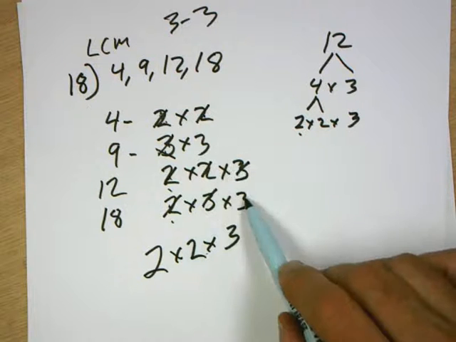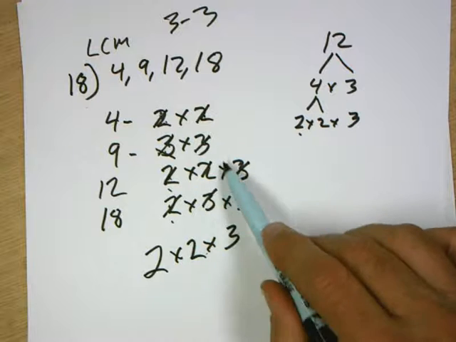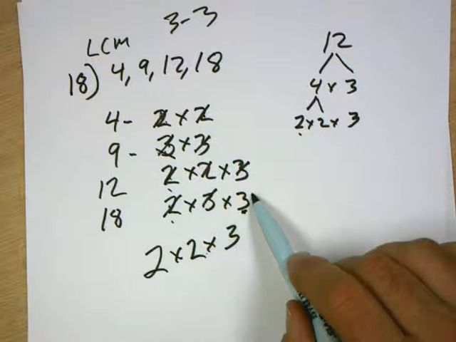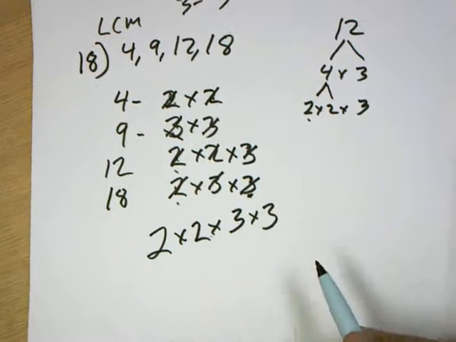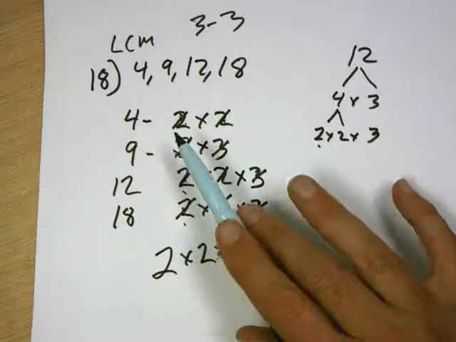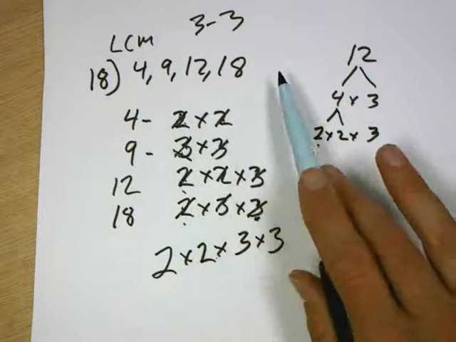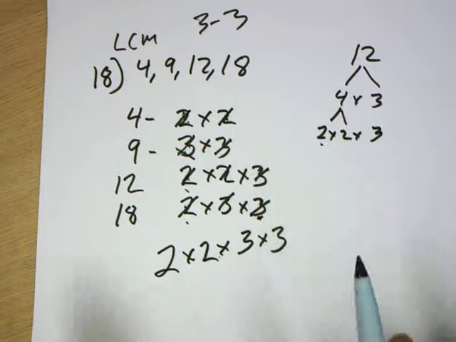And do I have one more pair? I have one more 3 here. It has a buddy down here, this 3. So they're going to team up and count as 1, 3. Okay, so my LCM between 4, 9, 12, and 18, rather than listing all those out, it's easier to list the factors than the multiples, in my opinion.